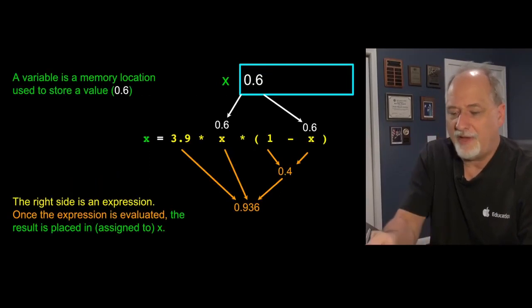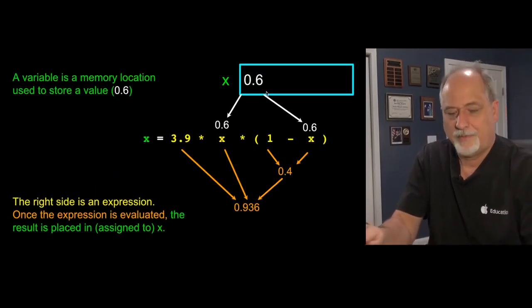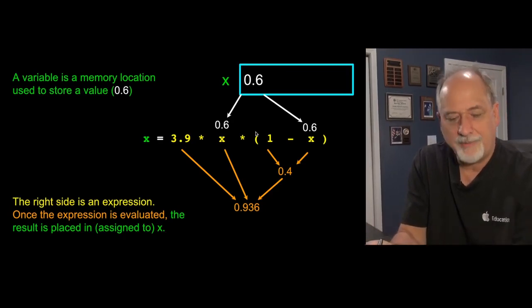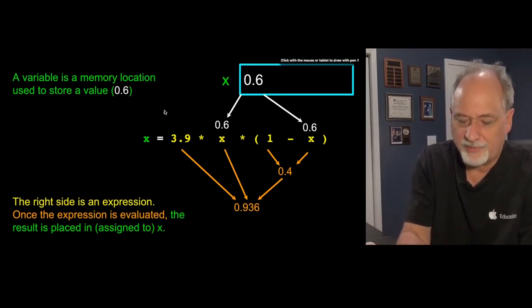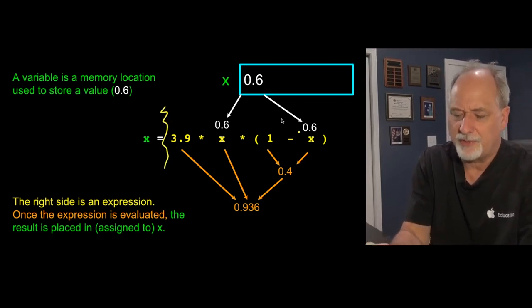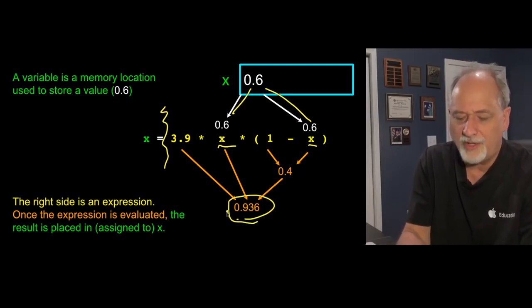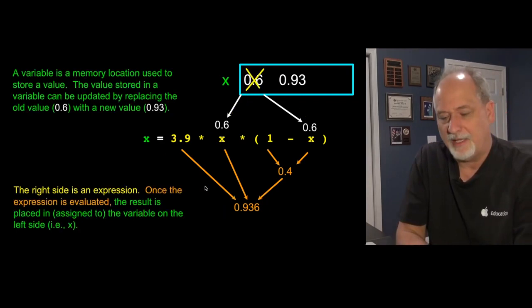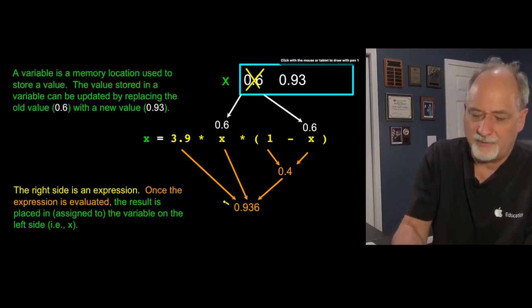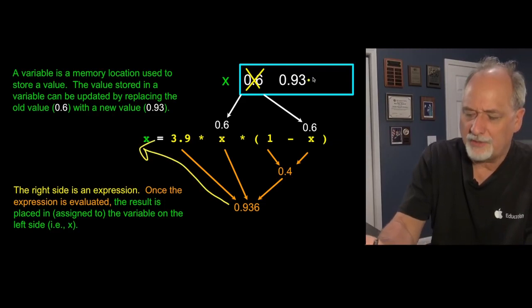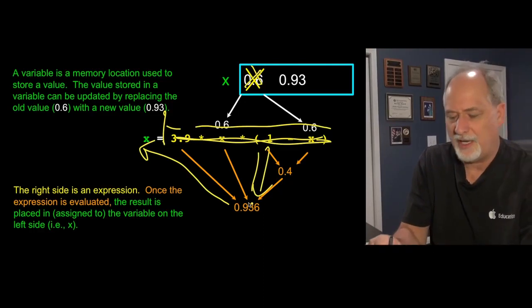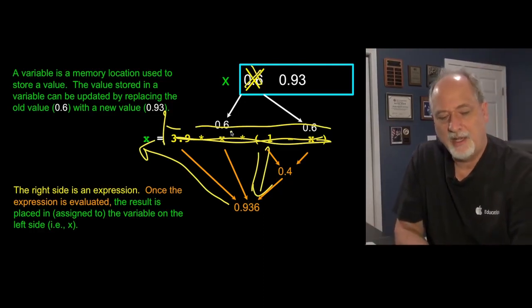And so if, for example, x has 0.6 in it, what happens is that it sort of ignores this part right here and evaluates the expression. So everywhere x appears, it pulls 0.6 out, then it starts running these calculations, and then it has the new value. After all the calculations are done, then and only then is it going to put that back into x, and then wipes out the old value. At this point, it's been reduced down to this 0.93, and that is what's put in as the new value.